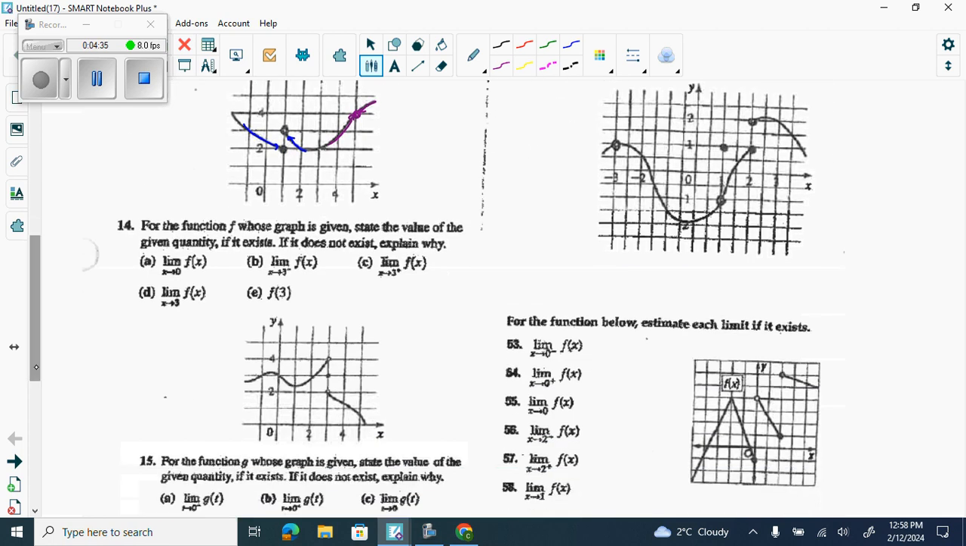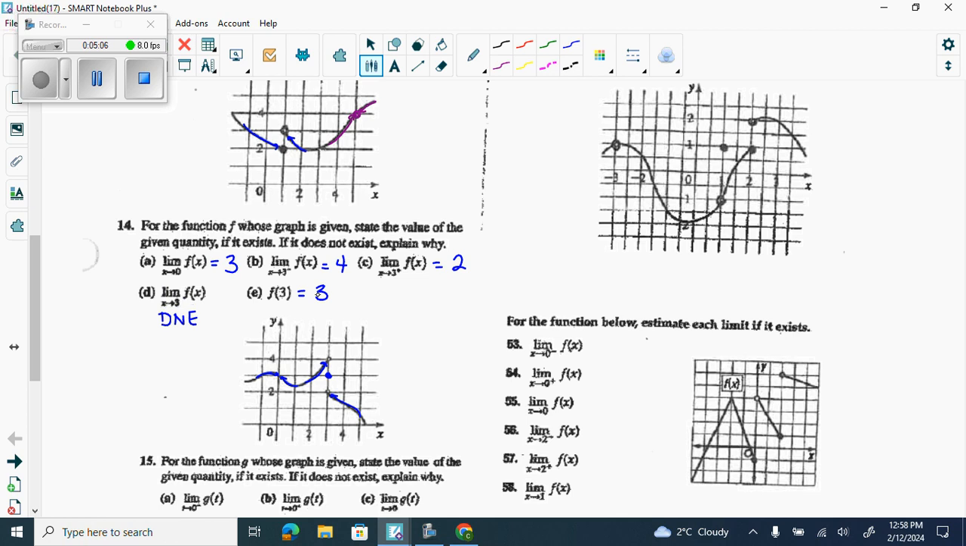14. Limit as x approaches 0. So from the left and the right, it has to be approaching the same thing, and it is. It's approaching 3. Then 3 from the left. As I'm approaching 3 from the left, it's approaching 4. As I'm approaching 3 from the right, it's approaching 2. So therefore, the limit as x approaches 3 does not exist because they approach different values. And f of 3 is 3.